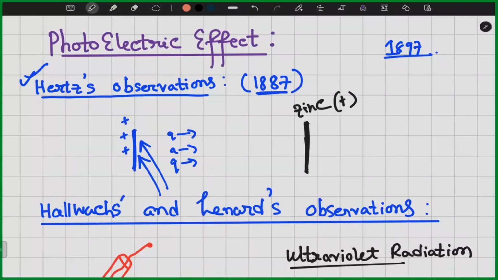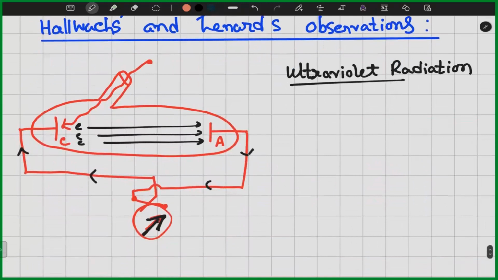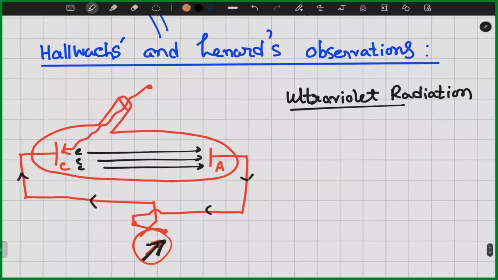Later, it was identified that this particle is the electron, with charge 1.6 × 10^-19 coulomb and mass 9.1 × 10^-31 kg. This was the discovery of the photoelectric effect. When we shine light on the metal surface, an electric current occurs. Photo means light, and electric means electric current. So this is the photoelectric effect.